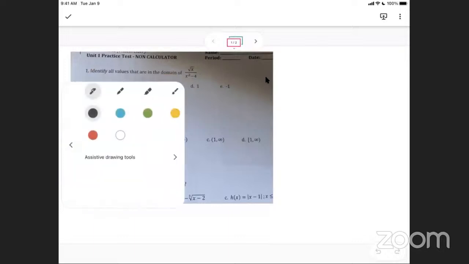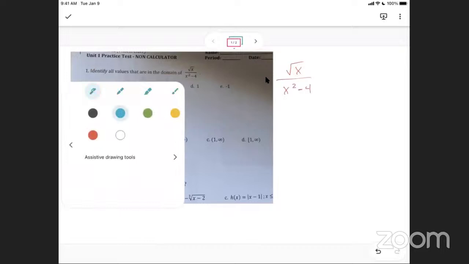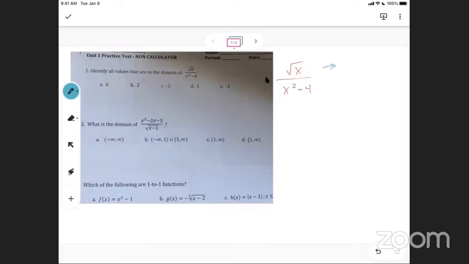So there's two things that are happening with this particular problem. You've got a square root in the top, and you have a variable in the denominator. So we actually have to consider both of these things because there's two no-nos. One no-no is you can't take the square root of a negative number, right? So one of the domain restrictions is that X has to be greater than or equal to 0, because if it wasn't, you couldn't take the square root of it.